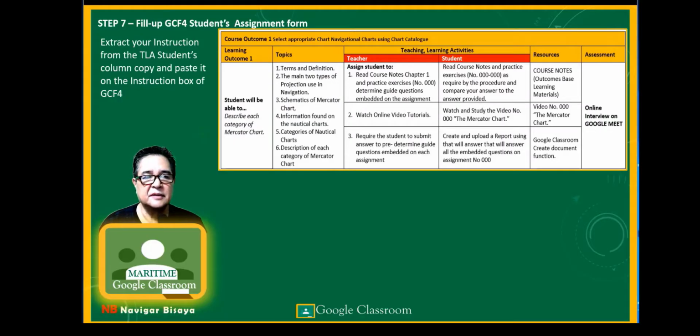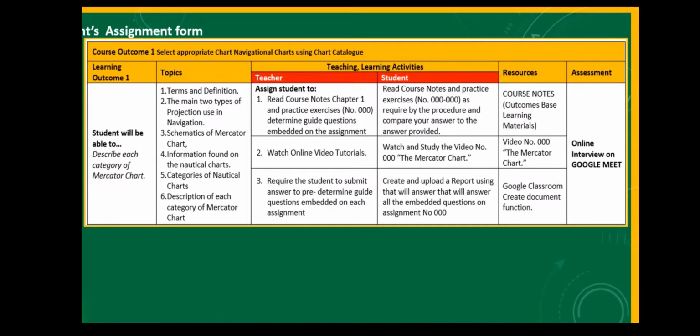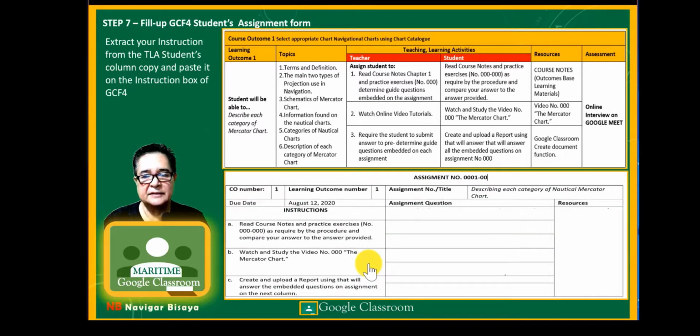Step 7. Fill up the GCA4 student assignment form. Using the data on your TLA, extract your instruction from the TLA student column, copy and paste it on the instruction box of GCA4. GCA4 is this one, the assignment form. So copy this and paste it here. Copy this and paste it here to be like that. Now we'll go to the last step.